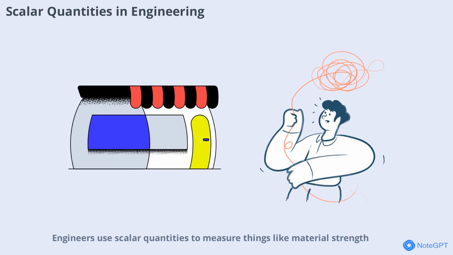Engineers use scalar quantities to measure things like material strength, energy consumption, and time required for processes. These measurements help ensure safety, efficiency, and reliability in engineering projects.